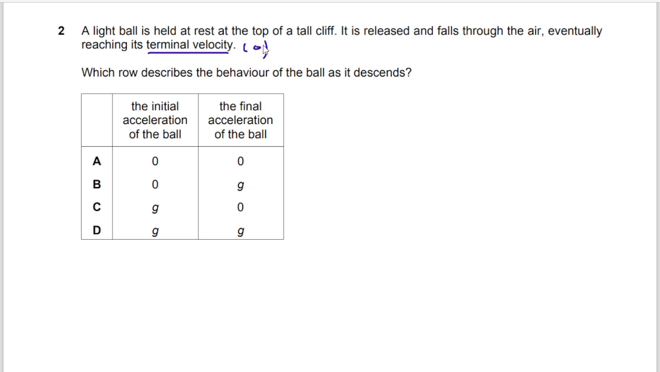But earlier, when it was just held from rest, it would have an acceleration which is equal to the acceleration of free fall, which is g. So the initial is g and the final should be 0. So g and 0 is option number C.